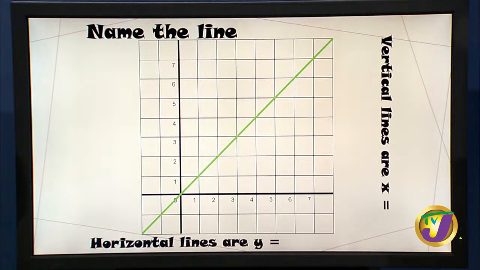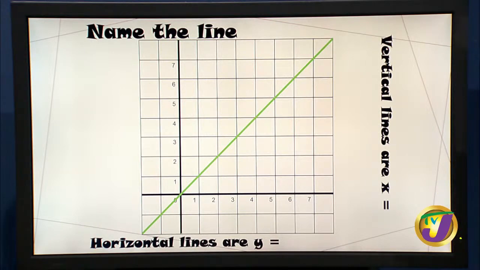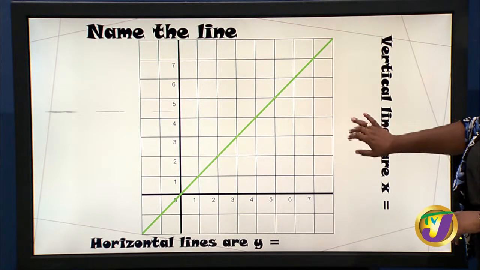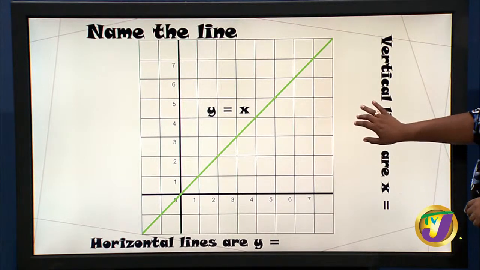You're onto something there. That sounds like the line what? y equals x. Look at that, guys. Just by observation. Sometimes we're scratching our head, oh my God, how are we going to remember that? Look at that. You notice how we came up with it? Just by observation. All right. So that line is y equals x.